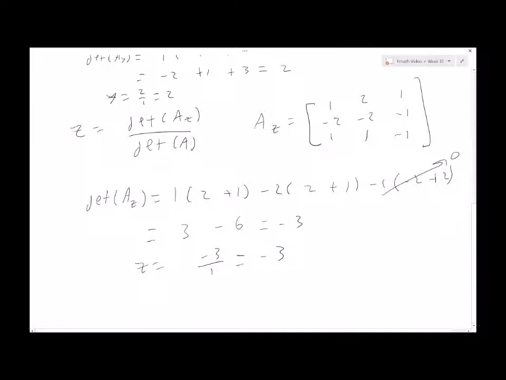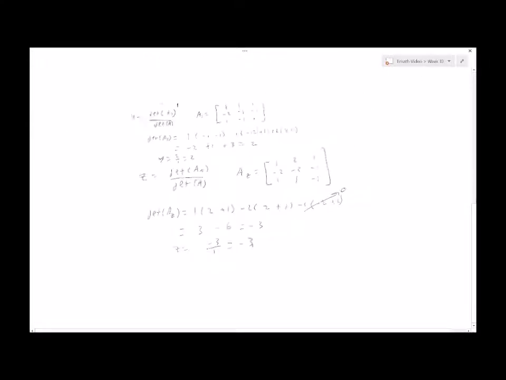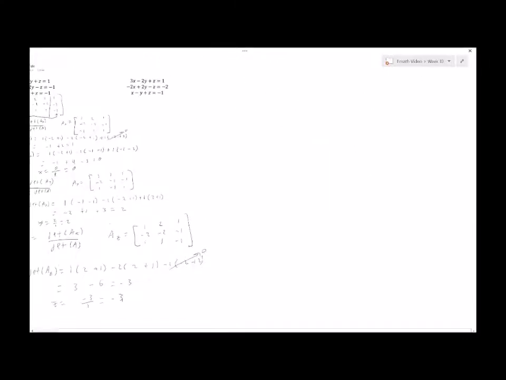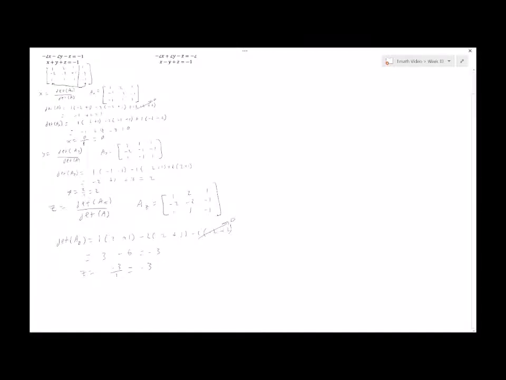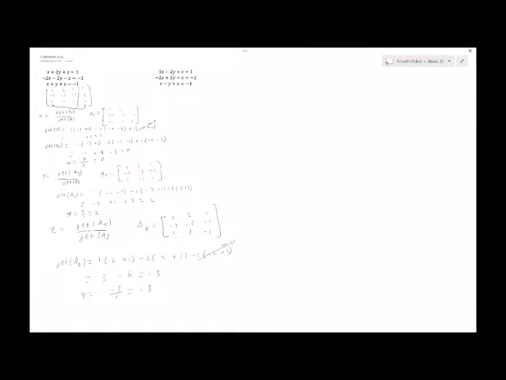Alright, so that's how we solve using Cramer's rule. I think that's enough example to go with that. So just remember to replace the column of the variable you want to solve for with the answer column instead.